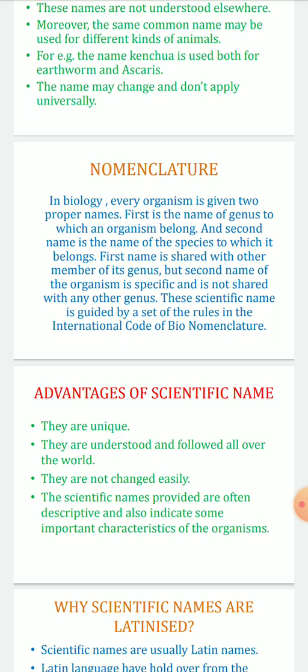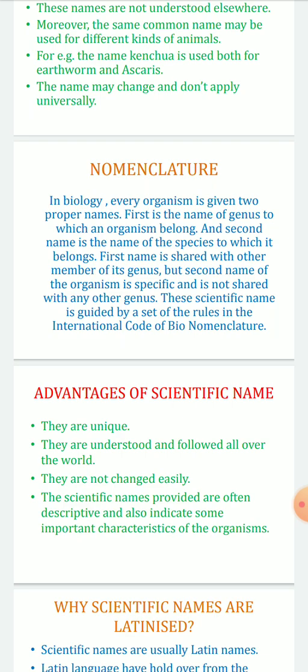So as I told you, locally it's very difficult for people to understand names internationally. So we need a universally accepted name, and that is where nomenclature, the International Code of Nomenclature, is required. In this, every organism is given two proper names. The first is the name of the genus to which the organism belongs, and the second is the name of the species to which it belongs. The first name is shared with other members of its genus, but the second name is specific and is not shared.